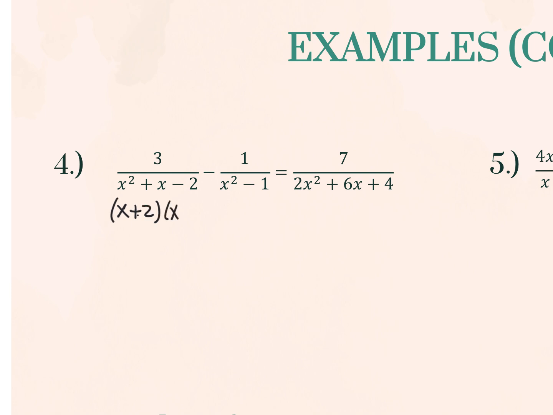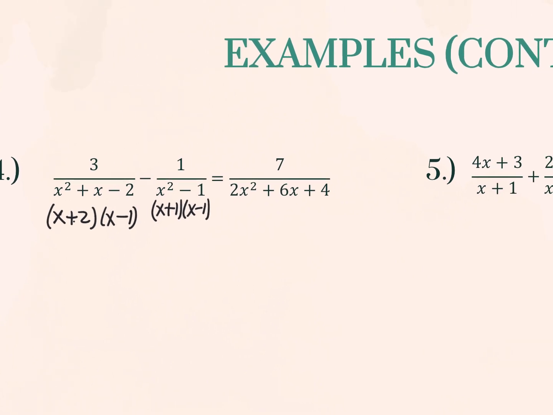Factors of negative 2 that add to 1. X squared minus 1 on the bottom over here is going to become an x plus 1 and an x minus 1. And then this over here, it looks like I can take out a GCF of 2, and I'm left with an x squared plus 3x plus 2. Factors of 2 that add to 3 are going to be 2 and 1, so I get 2 times x plus 1 times x plus 2.